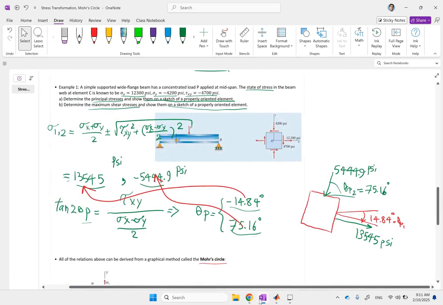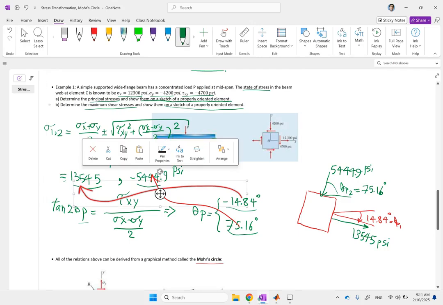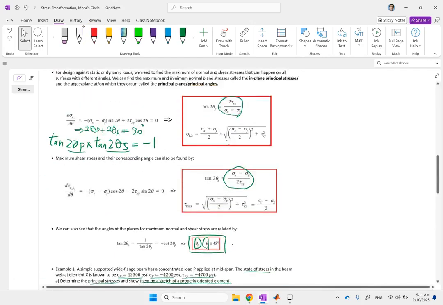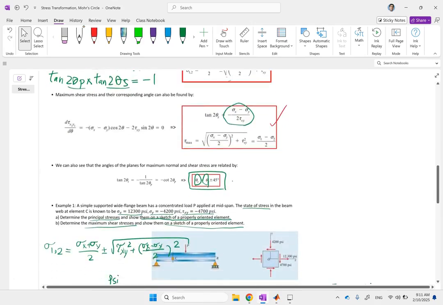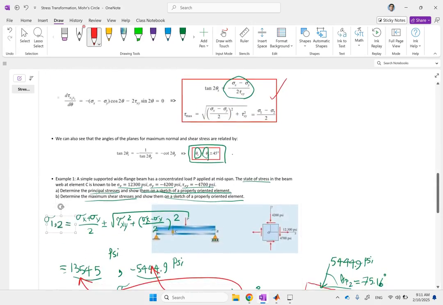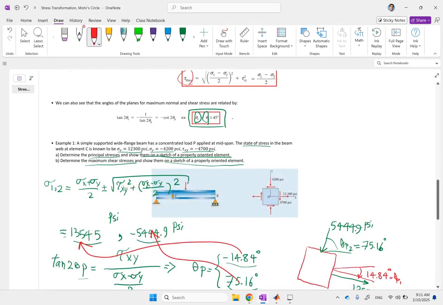That's for part A. Now for part B, you want to find the maximum shear stress and show them on a sketch of properly oriented planes. Now in this case, do I need to go through all of these formulas and calculate them? The answer is no, not really. If you want to get tau max plus and minus, all you need to do is to basically subtract these two and divide it by 2. So I can say tau max in this case is simply going to be sigma 1 minus sigma 2 divided by 2. One plane has plus of that, one plane has minus of that. And then the angle of theta s is theta p plus or minus 45 degrees.